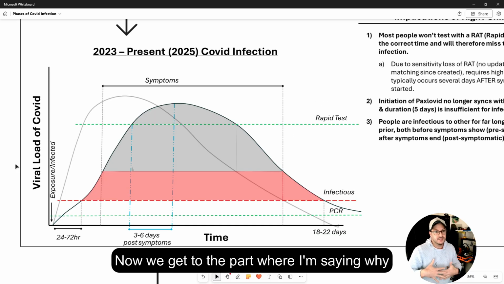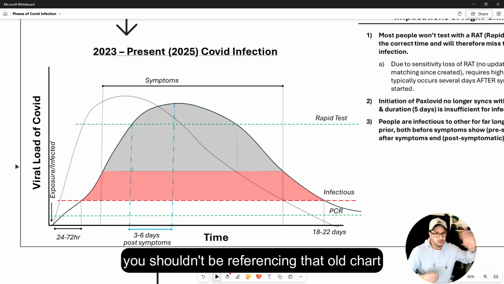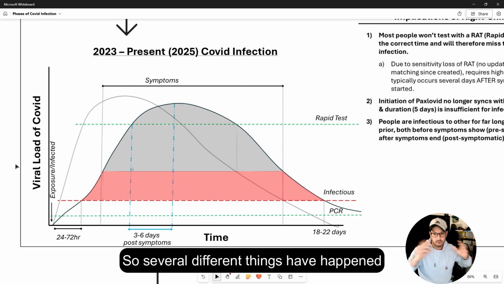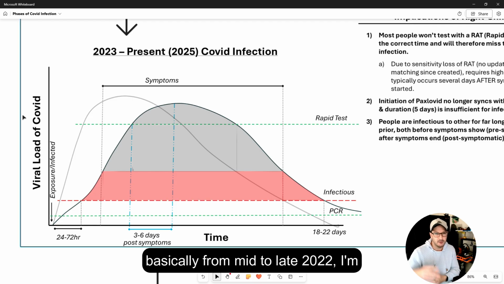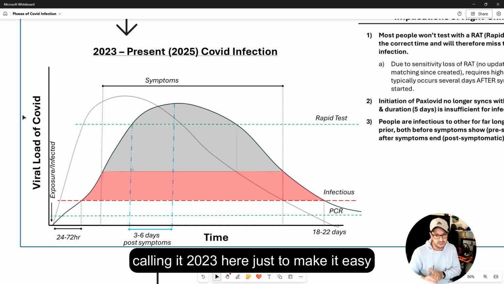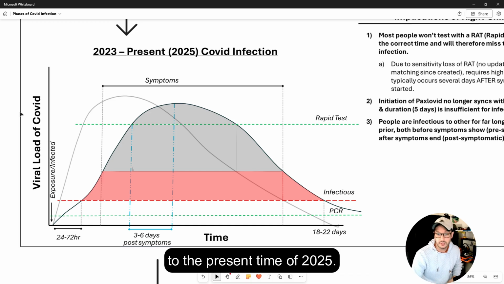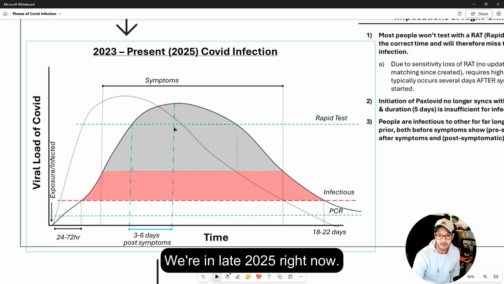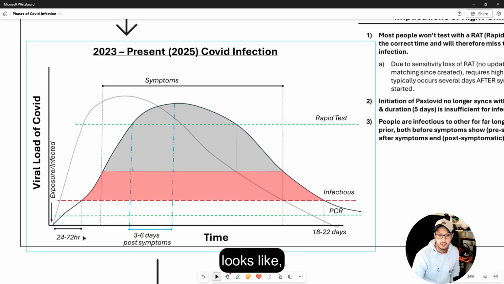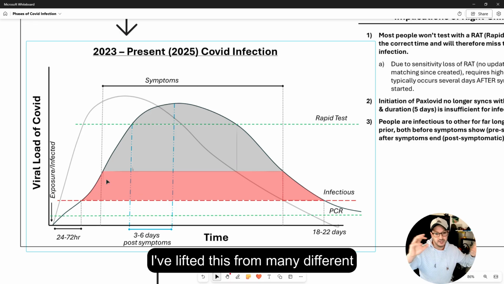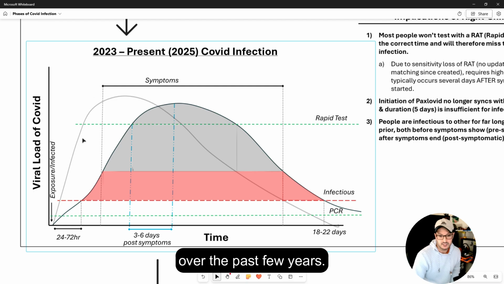Now we get to the part where I'm saying why you shouldn't be referencing that old chart anymore. So several different things have happened simultaneously. So basically from mid to late 2022, I'm calling it 2023 here just to make it easy, to the present time of 2025. We're in late 2025 right now. This is sort of what the infection curve looks like. But I've lifted this from many different studies over the past few years.